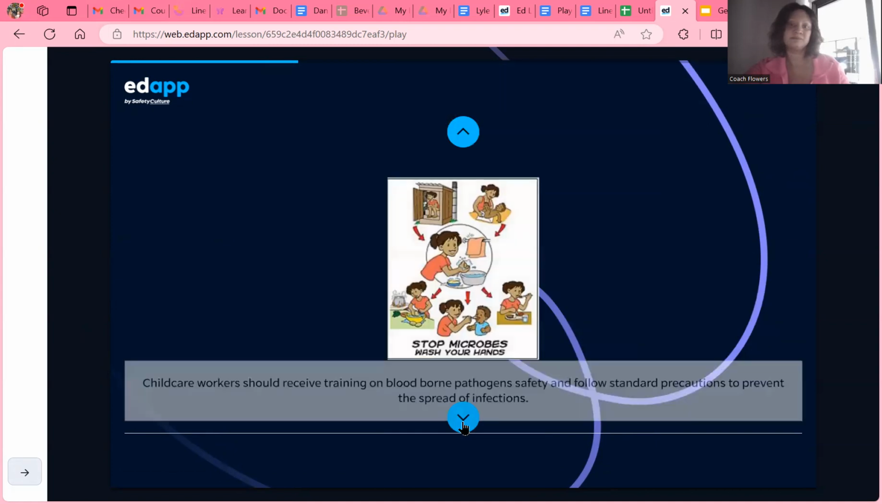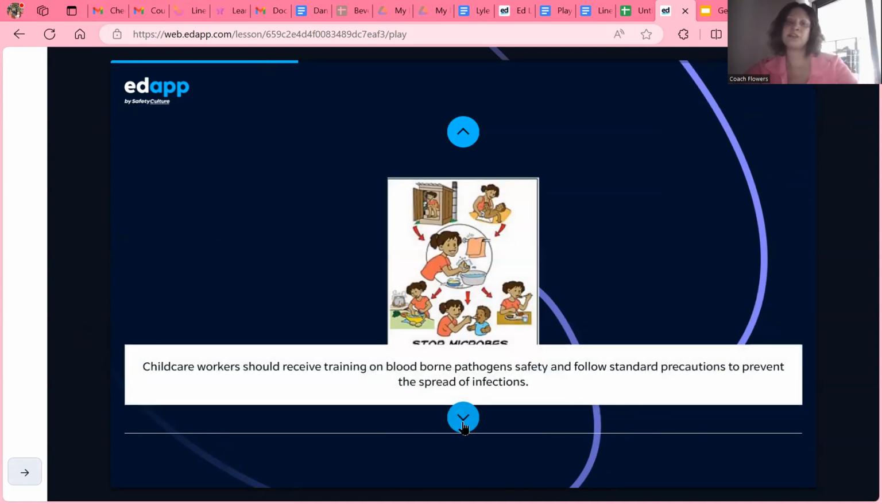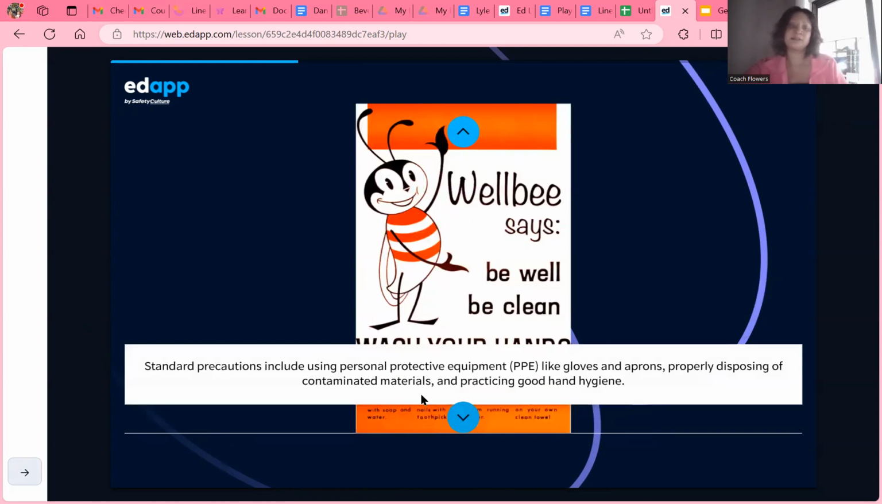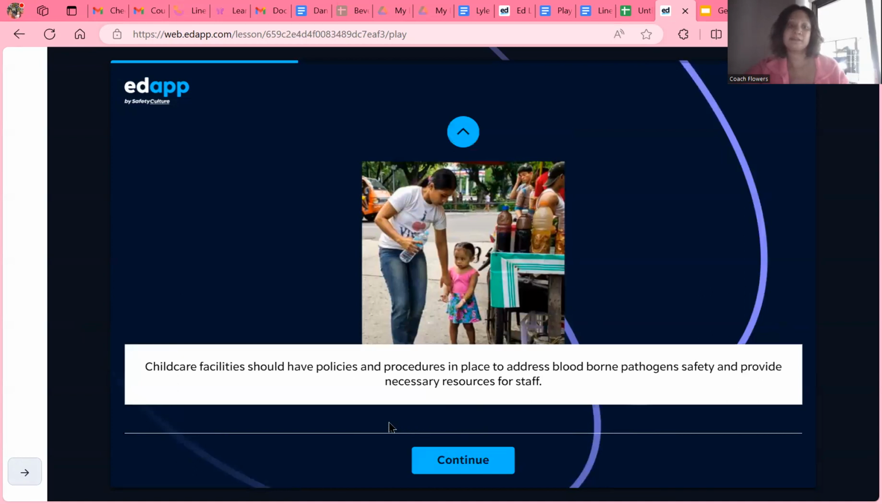Prevention measures. Child care workers should receive training on bloodborne pathogens, safety, and follow standard precautions to prevent the spread of infections. Standard precautions include using personal protection equipment, PPE, like gloves and aprons, properly disposing of contaminated materials, and practicing good hand hygiene. Wallaby says, be well, be clean, wash your hands. Child care facilities should have policies and procedures in place to address bloodborne pathogens, safety, and provide necessary resources for staff.